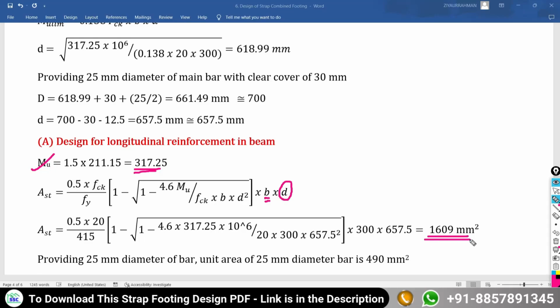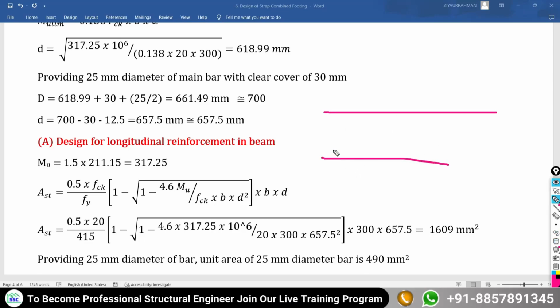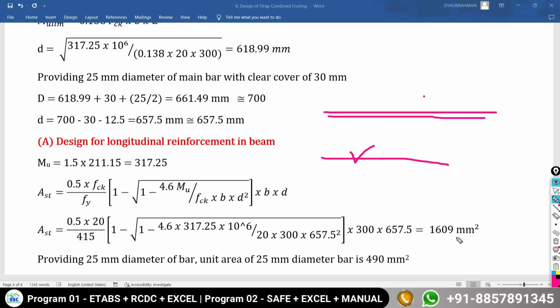This much area of reinforcement is required to be provided for the top face of the beam, not for the bottom. We will discuss the bottom later. The longitudinal or main tensile reinforcement required at the top face of the beam is 1609 mm squared.